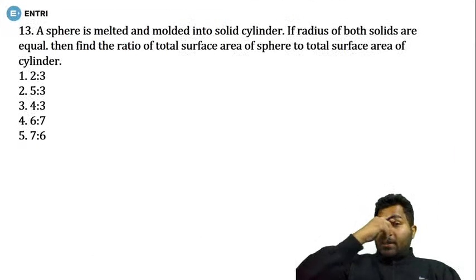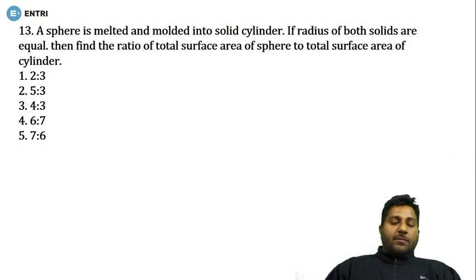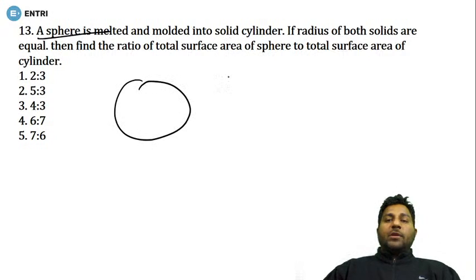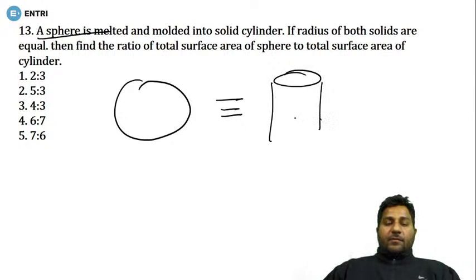Move on to the next one. Here comes the mensuration question. 40. Yes, Ganesh. Yes, very good. Ganesh, the practice is going on very good. A sphere is melted and molded into a cylinder. So cylinder. Okay. That means the volume must have been the same.